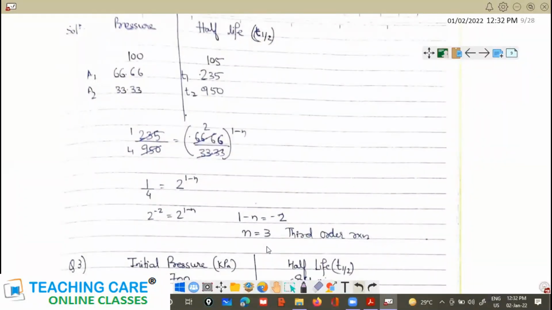Because if we do 235 by 950, we will get 4.04. So they have taken it as 4. That's what it is. In chemistry, for this kind of reaction you can take a rounded-off value, right? The decimal doesn't matter that much. Got it?